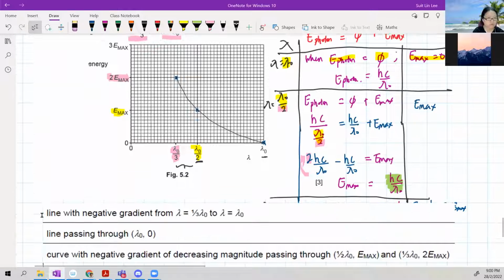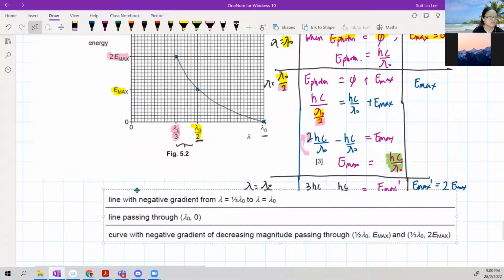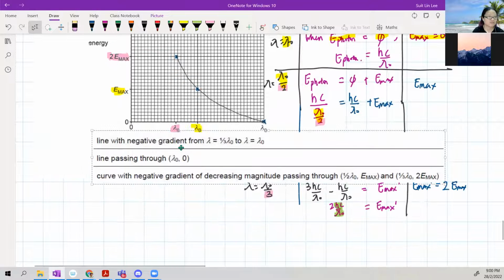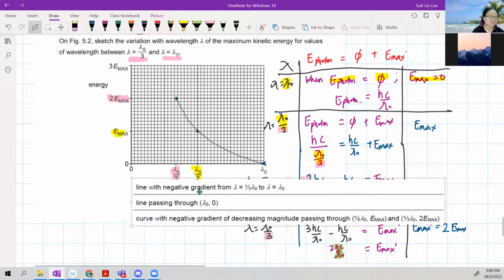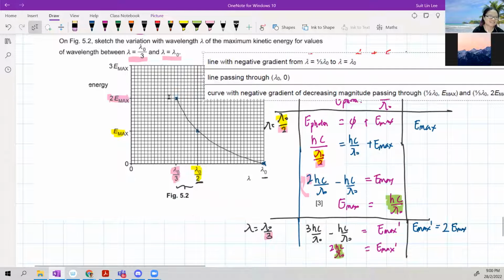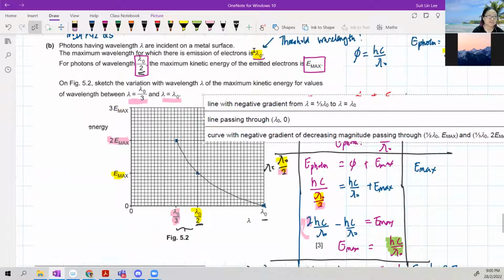Okay. So it says here, if you have a line with negative gradient, you get 1 mark. Now, negative gradient. A line passing through lambda naught, 0. You definitely can plot this point because this point is given here. So whenever you see maximum wavelength, this is threshold wavelength, Emax is 0.